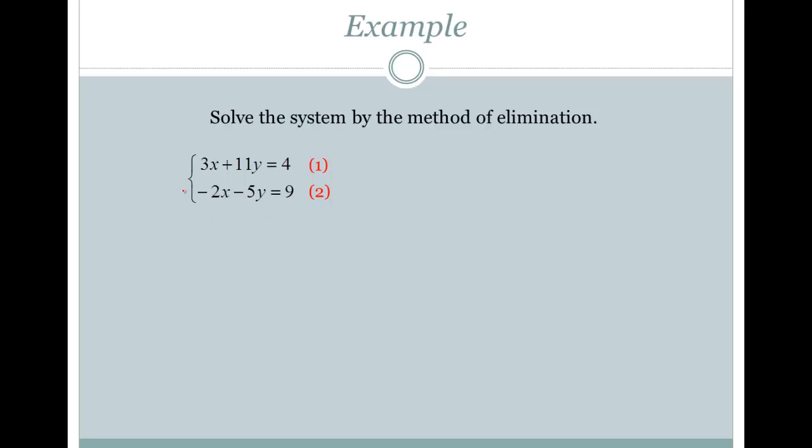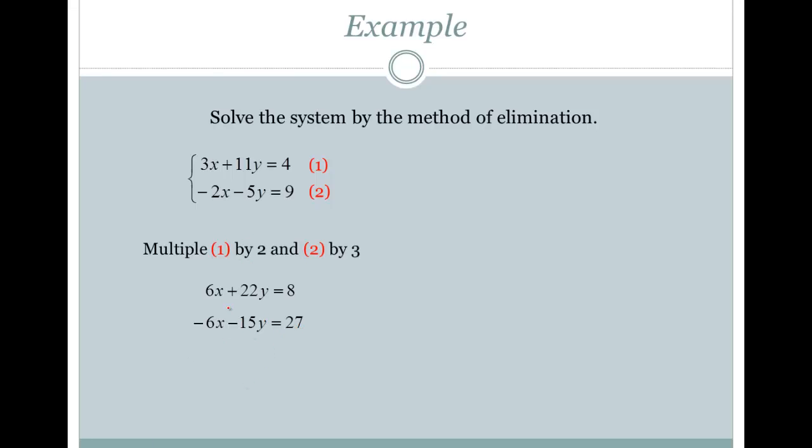So my preference here would be to multiply the top one by 2 and the bottom one by 3. Okay? So let's do that. Let's multiply the first by 2 and the second equation by 3. If I do that, my top equation becomes 6x plus 22y is equal to 8. And the second equation becomes negative 6x minus 15y is equal to 27.